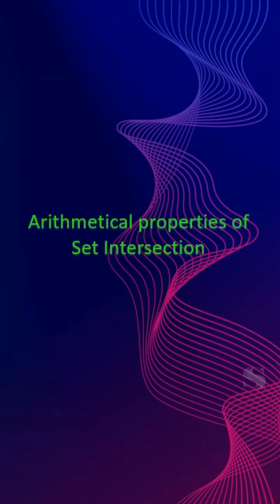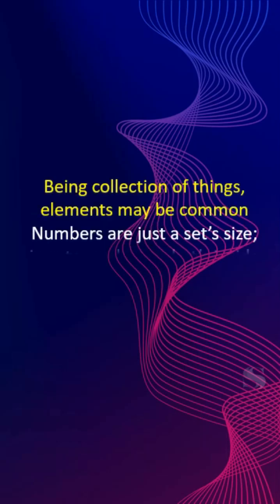Next, the arithmetical properties of set intersection. This operation is relevant for sets and not for numbers. Numbers are just a set's size. In sets, we have what's inside the numbers. The intersection is a set of elements that are common to the intersecting sets. It draws its name from how the common elements among sets are shown in a Venn diagram, overlapping or intersecting circles.